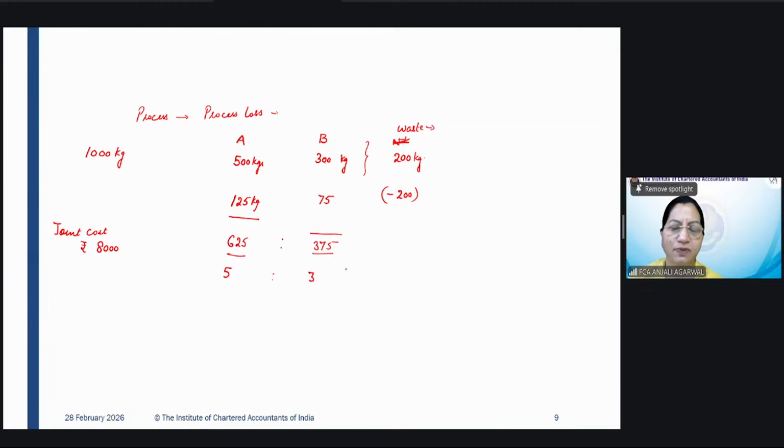But first you divide the waste back to process A and process B, or main product A and B in some ratio. So here, if we take once again for this also physical measurement, the joint cost should be shared in the ratio of 625 to 375, which is 5:3. So this is how you allocate if you follow the physical measurement method.